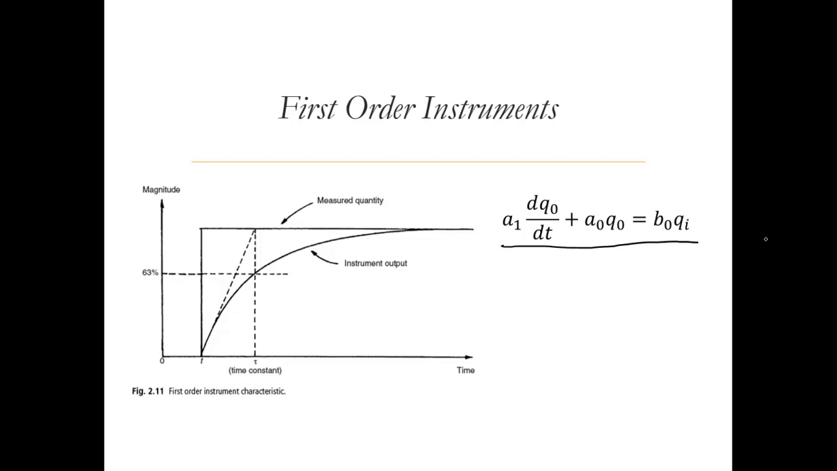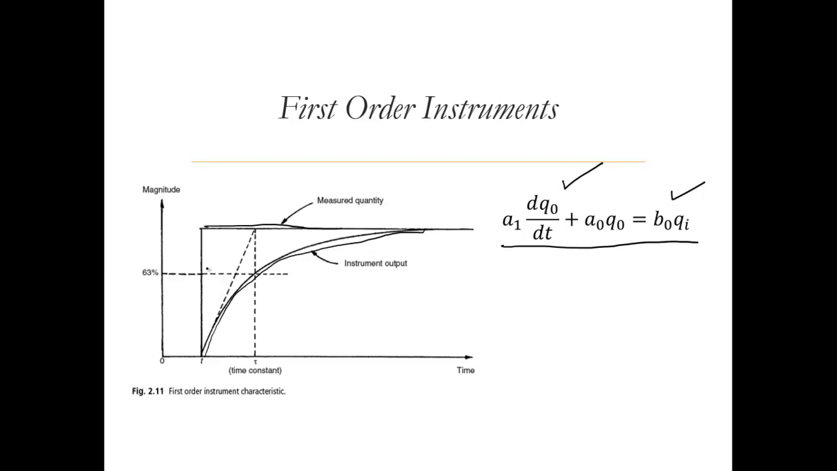But in this case, we're just assuming that the input is constant, or you can say static, and the instrument is designed in such a way that it has dynamic relations with the input. So in the first order instrument, this is something that we have already seen in controls also. You have the measured quantity, a step input, and this is the instrument output. This is how the instrument responds because of this type of expression.